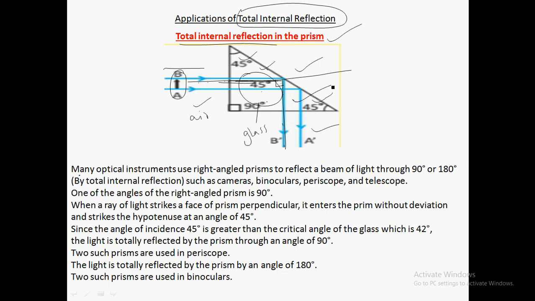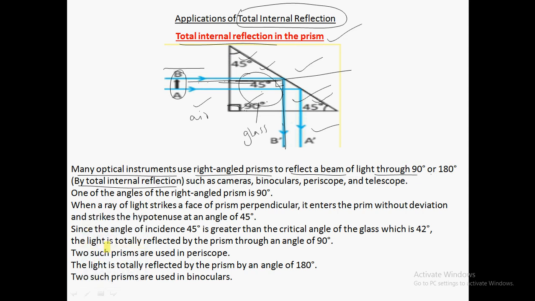See here, many optical instruments use a right angled prism. What is the prism here? It has a 90 degree angle, which makes it a right angle prism. It is used to reflect a beam of light through 90 degrees or 180 degrees, by total internal reflection.